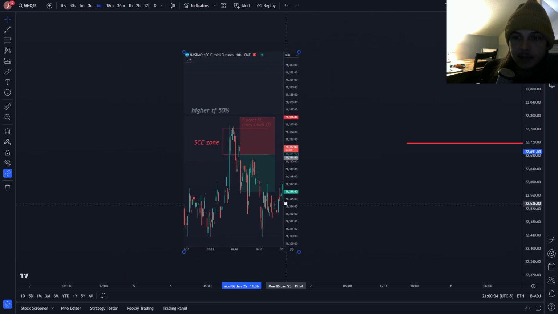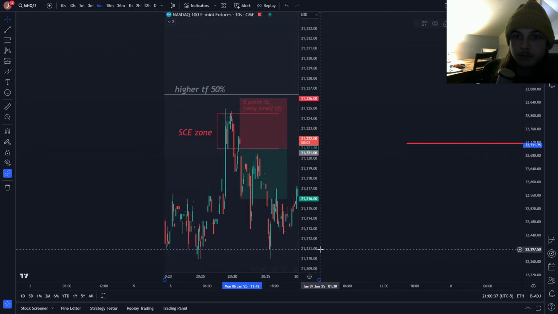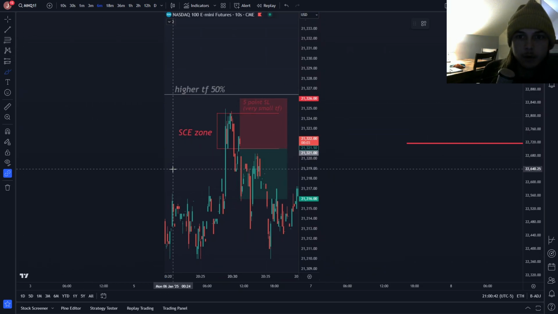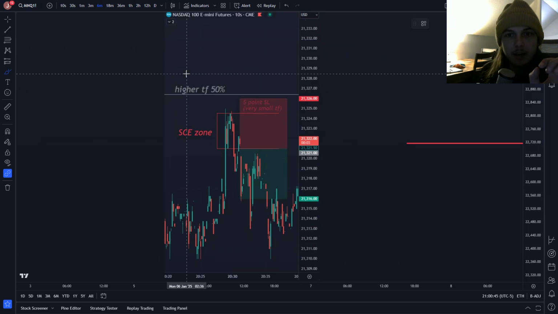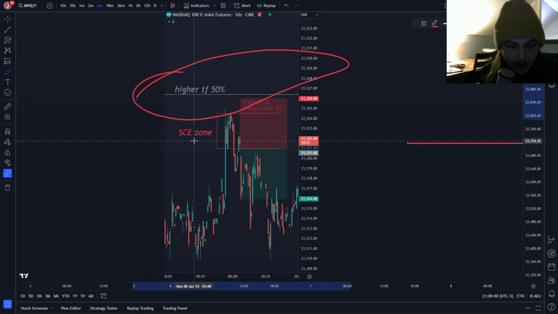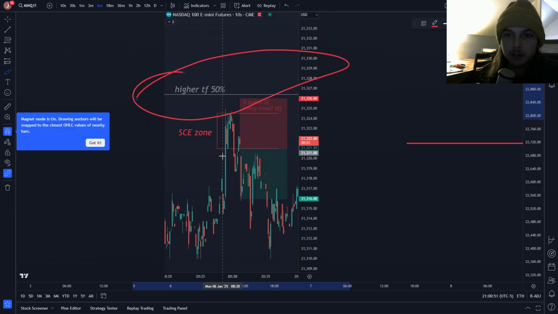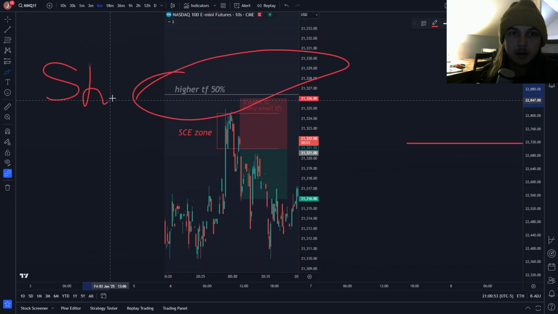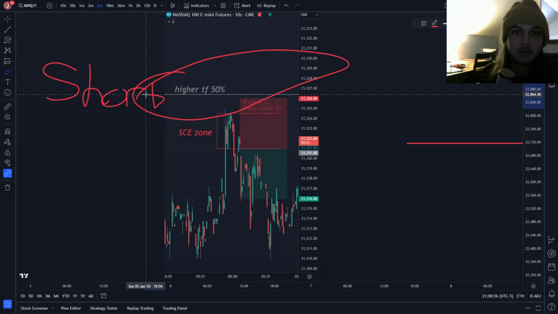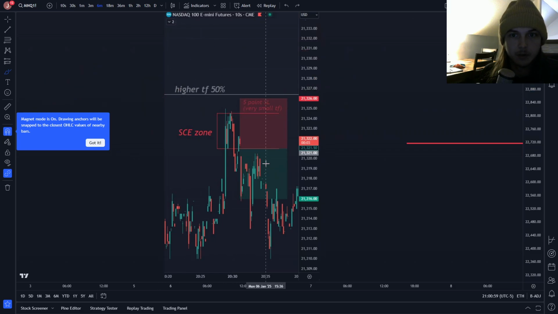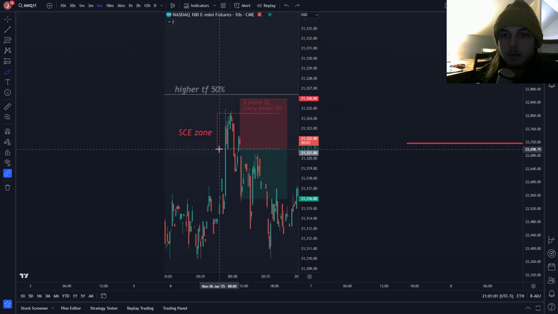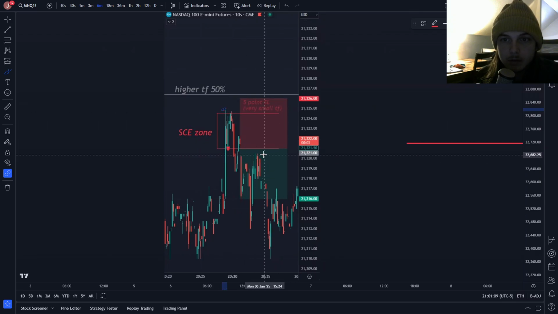So let's go to the second example here. We have this zone. We approach the higher time frame 50. And we're looking for shorts. Looking for shorts. So we have this zone, which is the bottom of this candle and the high of this candle. Or really the high of this candle. Sorry.